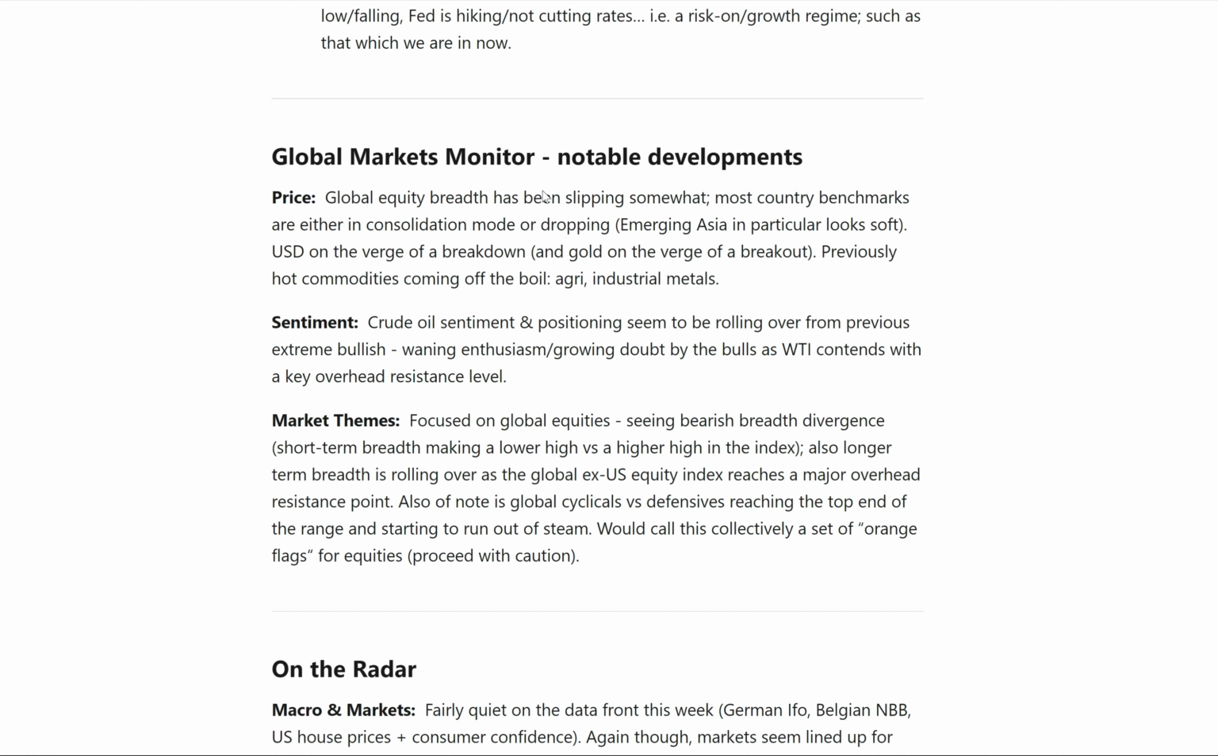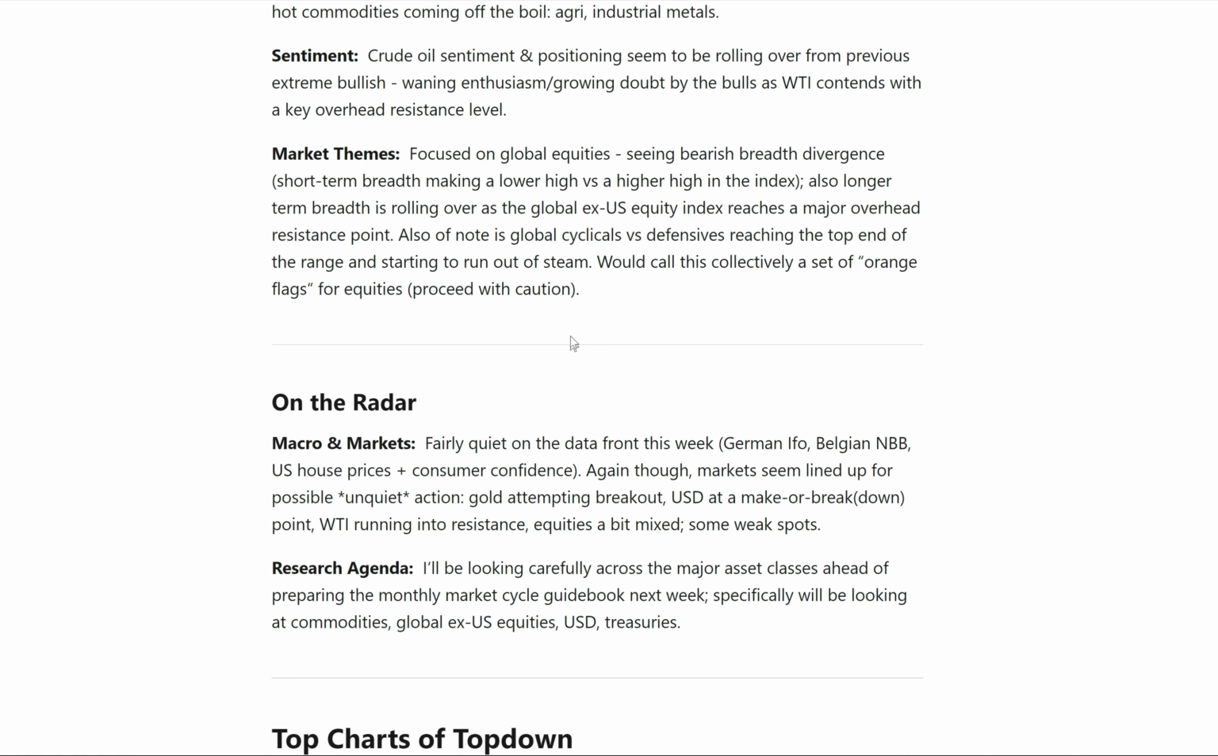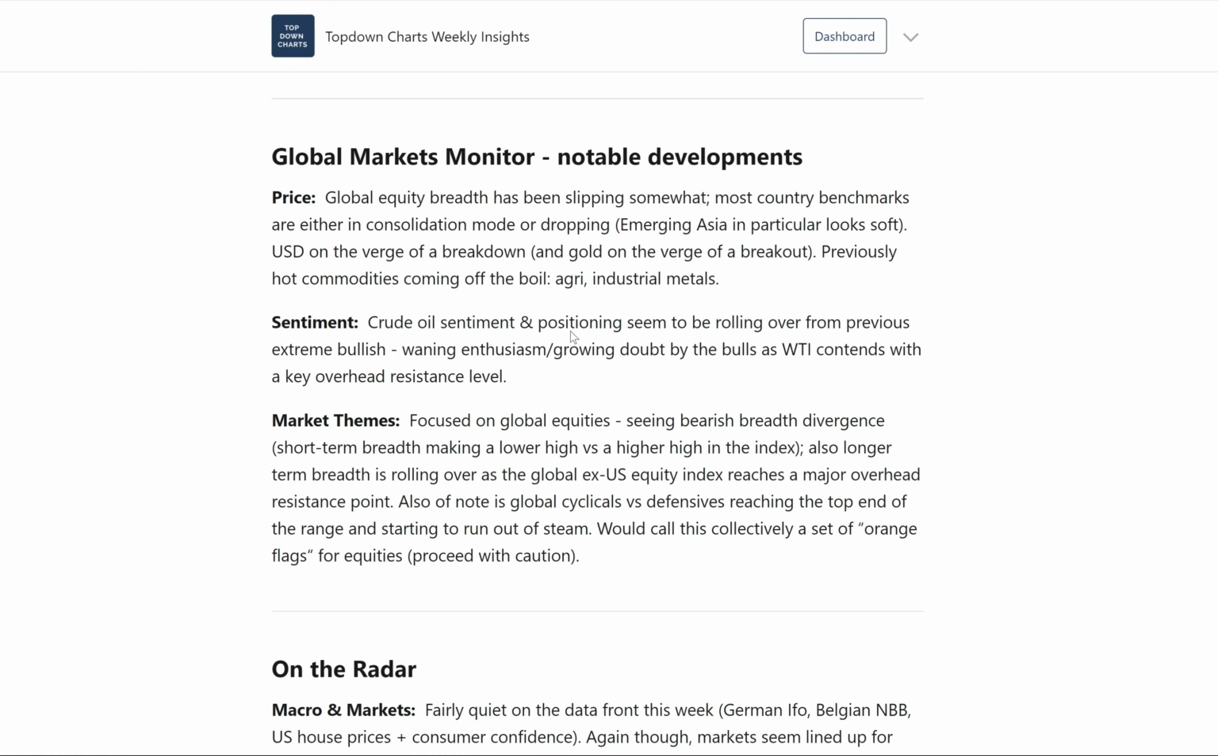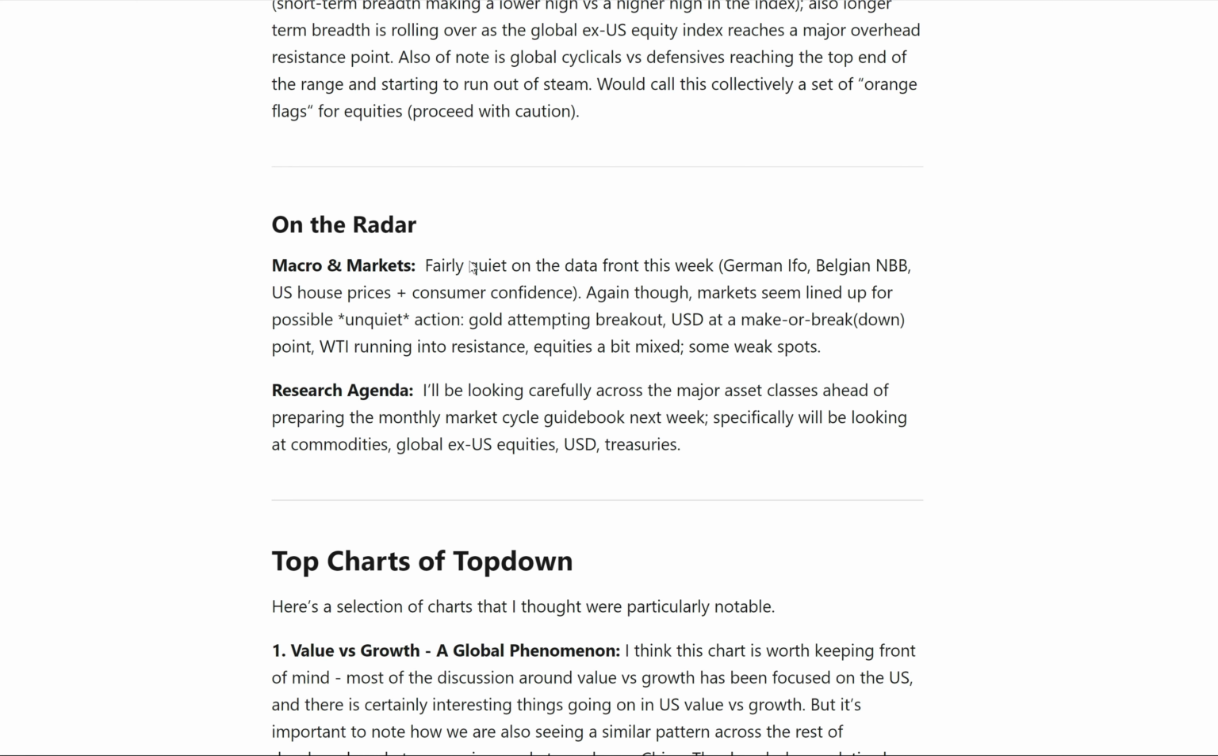Then I also outline some of the notable price developments across global markets. So talking here about global equity breadth, what's going on in emerging Asia, the US dollar, and commodities. We'll talk a bit about sentiment, where sentiment positioning is sitting, just the most notable things, and any market themes of note as well. So it's a good way to keep tabs on what's going on across global markets. And then I also highlight what's on my radar in terms of macro and markets, and also my research agenda for the week ahead.